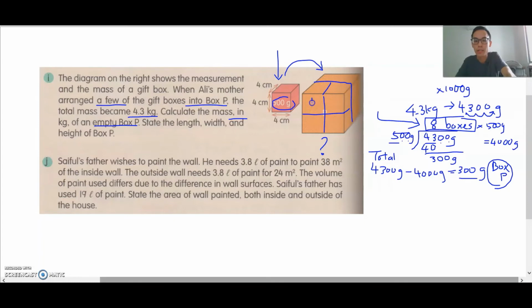Okay, so here we have 1, 2, 3, 4, 4 in front, and then 4 behind. Okay, 4 in front, 4 behind, so together we have 8 boxes. So what is the length, width and height of box P?